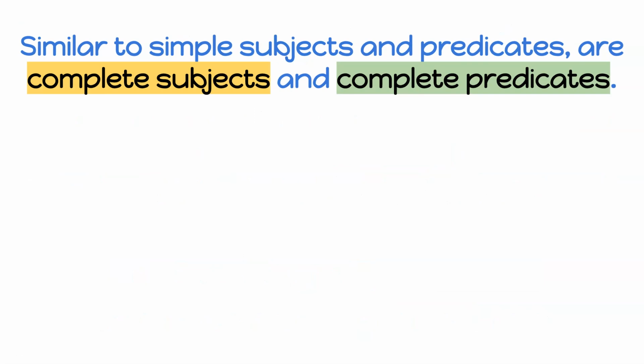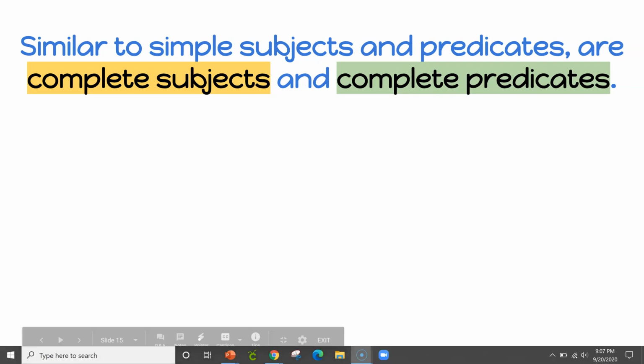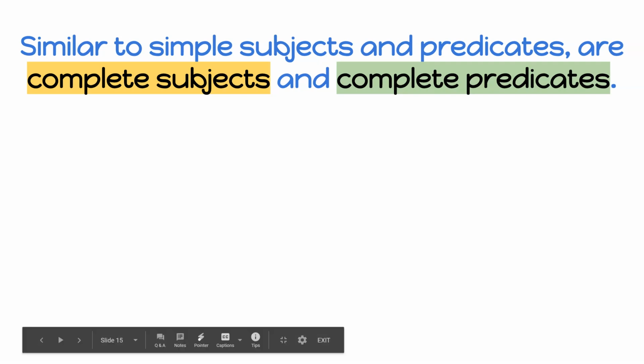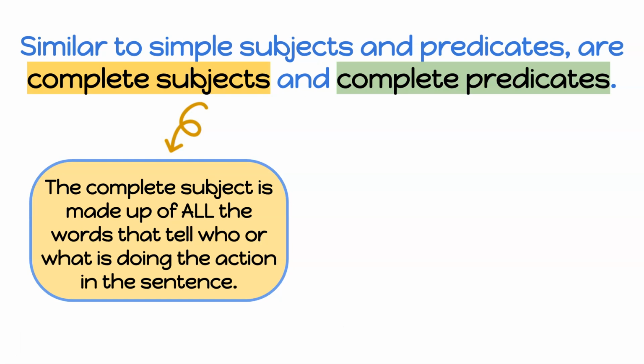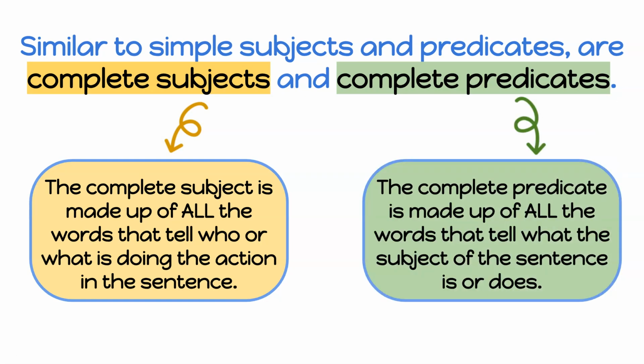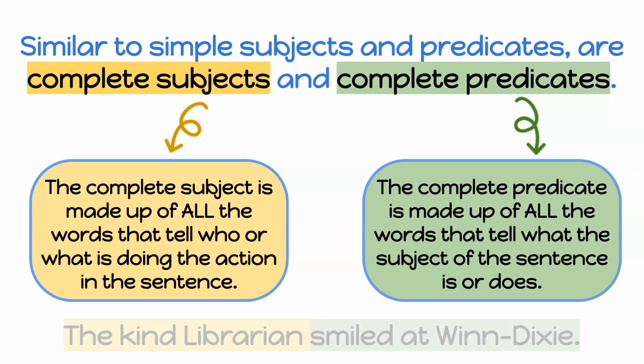Similar to simple subjects and predicates are complete subjects and complete predicates. The complete subject is made up of all the words that tell who or what is doing the action in the sentence. So it's more than one word. Complete predicates are all the words that tell what the subject of the sentence is or does. So more than one word.